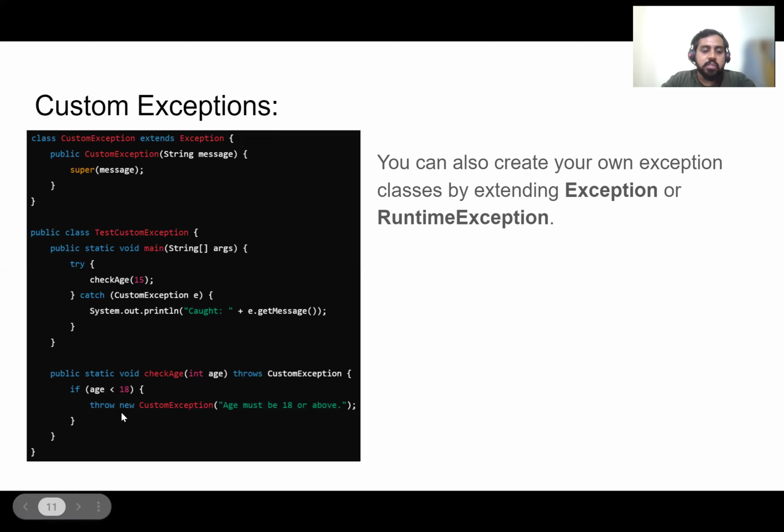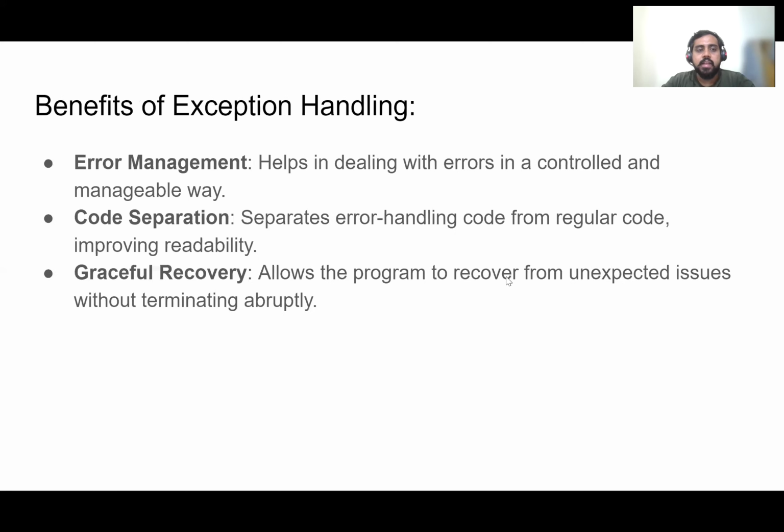So once I throw this object, the calling method, which will be the main method calling this check age, receives the exception in this try block, and the JVM will check for the first immediate catch block. Here in our case, we have only one catch block. It will check for the custom exception. Anyway, we are throwing this custom exception only. So it will catch this exception and print the message we sent, that age must be 18 or above.